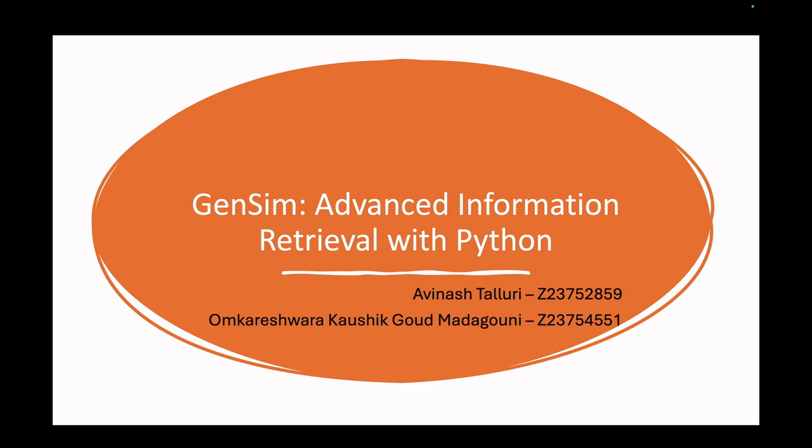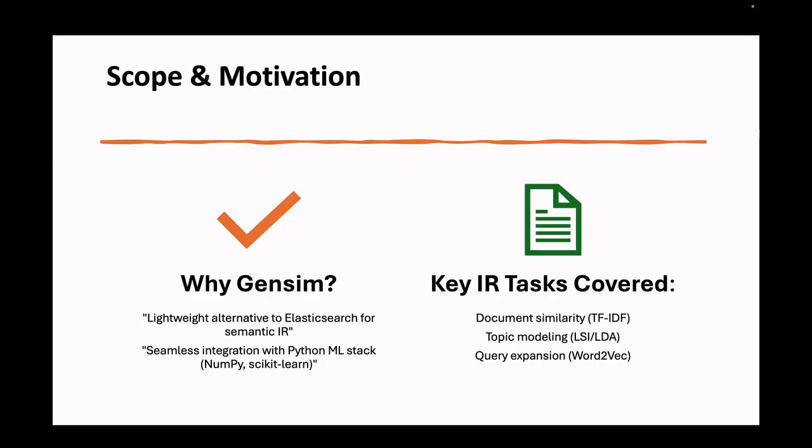Consider this: if you are building a search engine for academic papers, a traditional keyword-based approach might fail to recognize that deep learning and neural networks are often two similar concepts. Gensim solves this by capturing semantic relationships between words, enabling smarter search, recommendation systems, and document clustering.